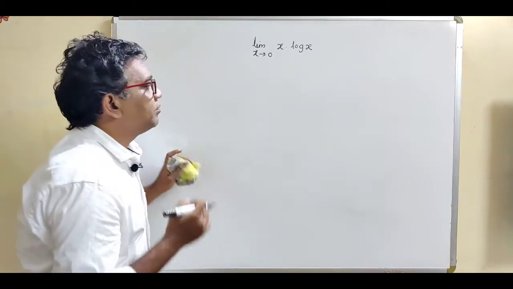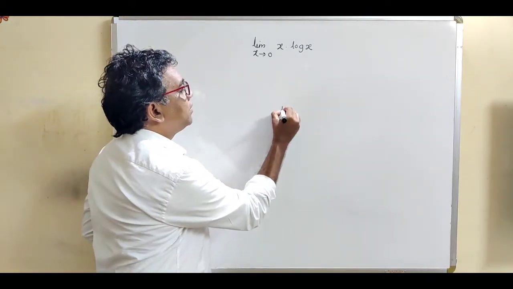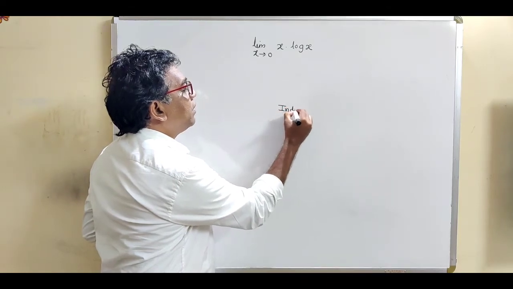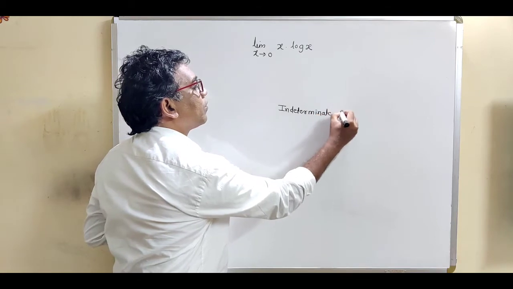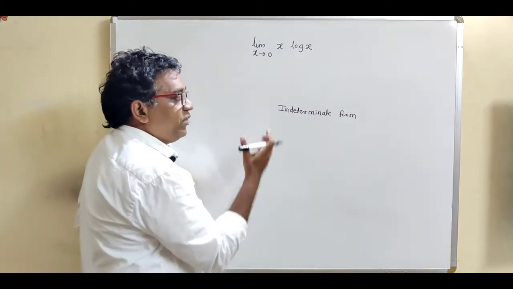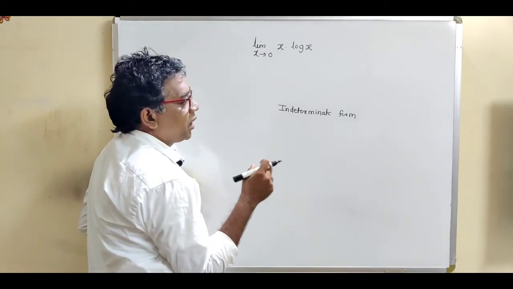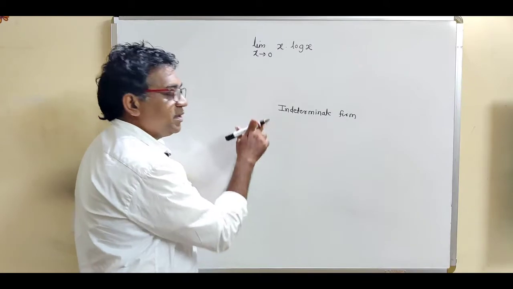Now last time we have seen the indeterminate forms. Now which forms are called the indeterminate forms? These are the forms.